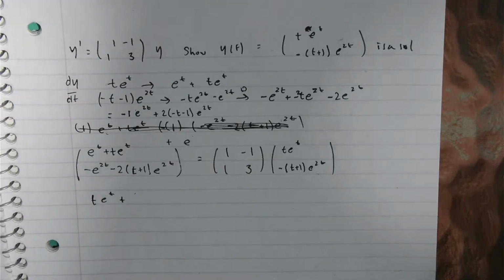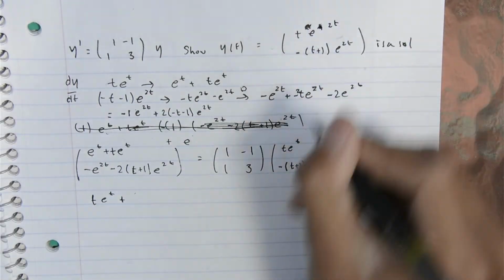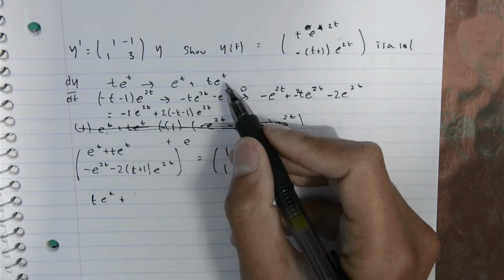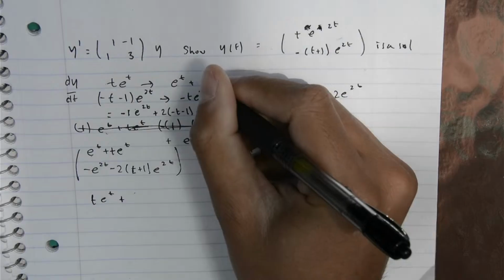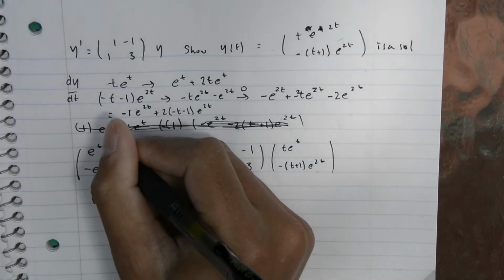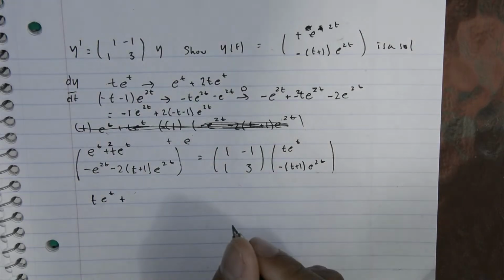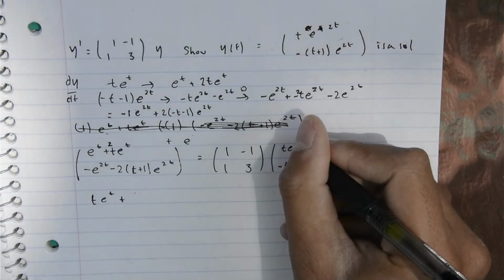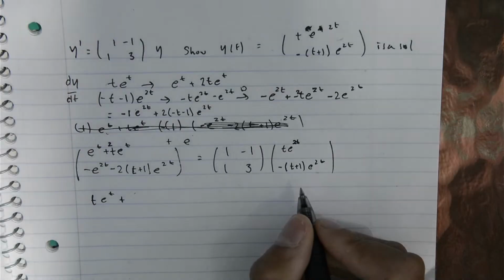Wait, this seems wrong. Oh, wait, that's because I wrote this down wrong. This is a 2t here. So then this derivative is wrong, because this needs to be e to the t plus 2t. Okay. So then there's a 2 there. So maybe now we're a little bit closer.